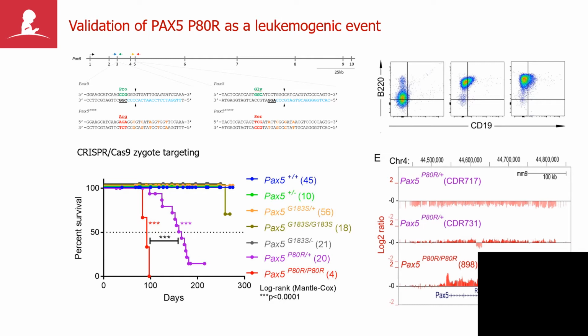The results here were quite striking, particularly because leukemia is typically very difficult to model in the mouse, at least B-cell leukemia is difficult to model in the mouse. And here we see, without introducing any other co-lesions, that mice heterozygous for this PAX5 P80R mutation developed leukemia within 6 months, and mice that were homozygous developed leukemia in approximately half that time.